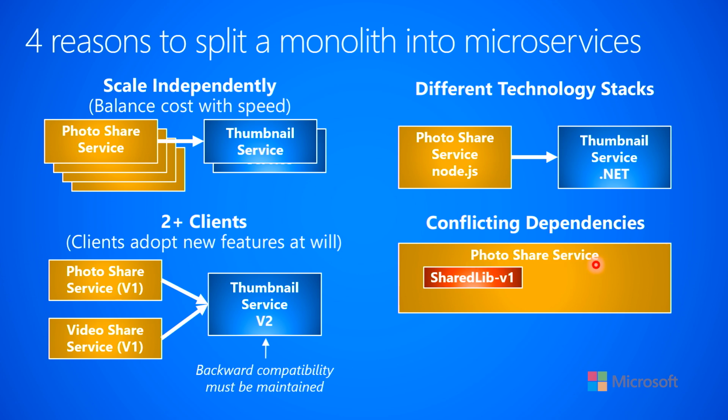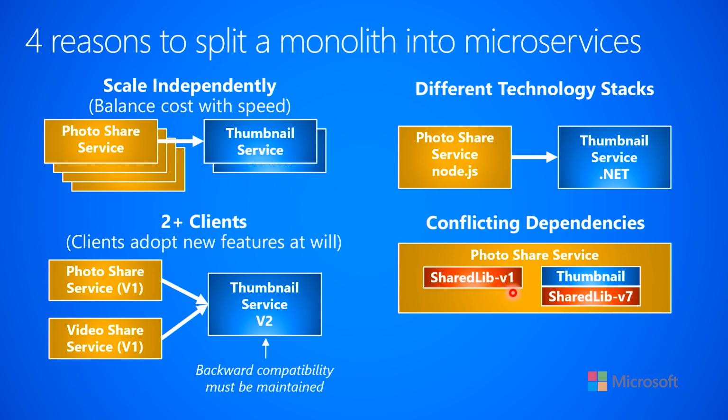Imagine that we have this photo share service, and imagine that we're building it right now as a monolith. And it happens to use some shared library, version 1. Now, because it's a monolith, we're going to put the thumbnail code inside here and deploy it all as a single service, maybe multiple instances of that service, but as a single service within our cluster. And this thumbnail code might use the same shared library, but it may have a dependency on version 7 of that library. Well, with a lot of technology stacks like .NET or Java, you can't load two different versions of the same library into a single process.